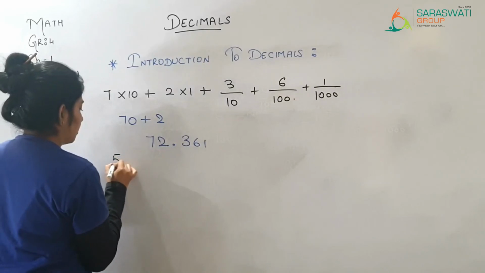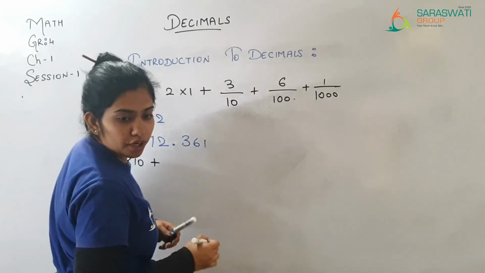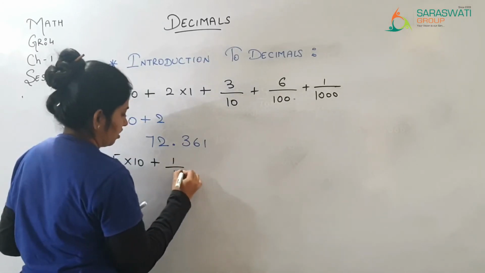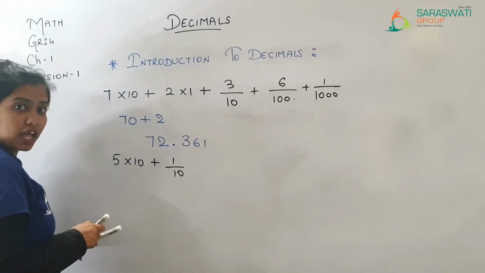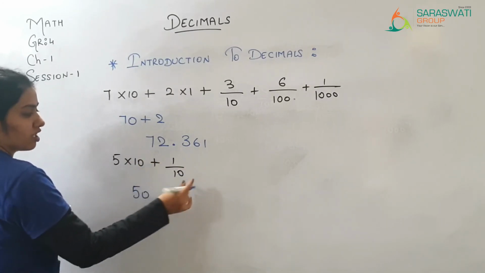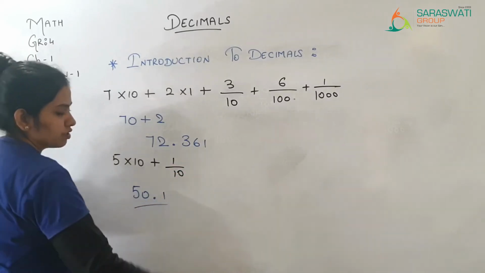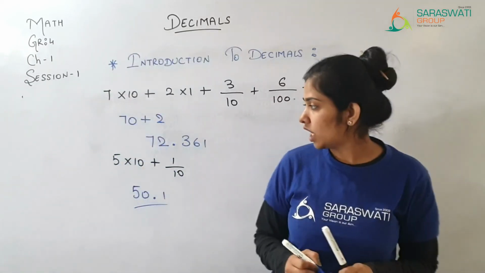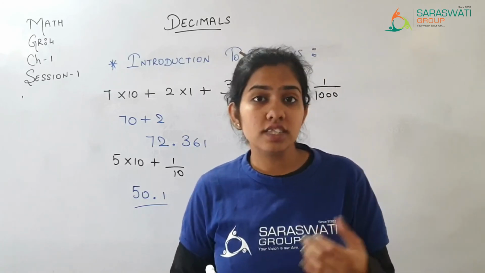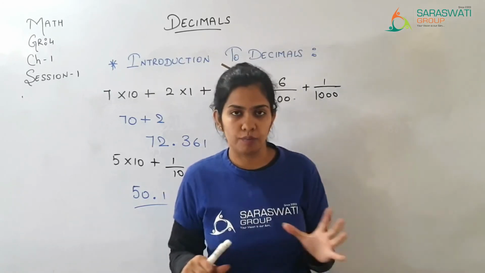5 into 10 plus 1 upon 10. So 5 tens are 50. Now here we don't have anything. Now the fractional part starts. So put a point and write 1. So it is 50.1. Right? So in this way you are supposed to write the expanded form and the standard form.